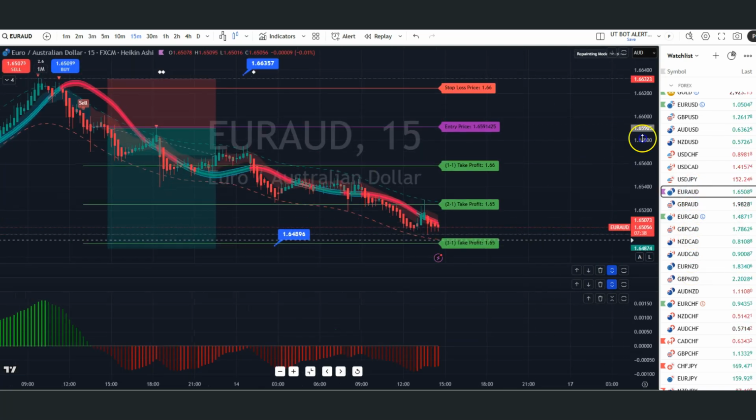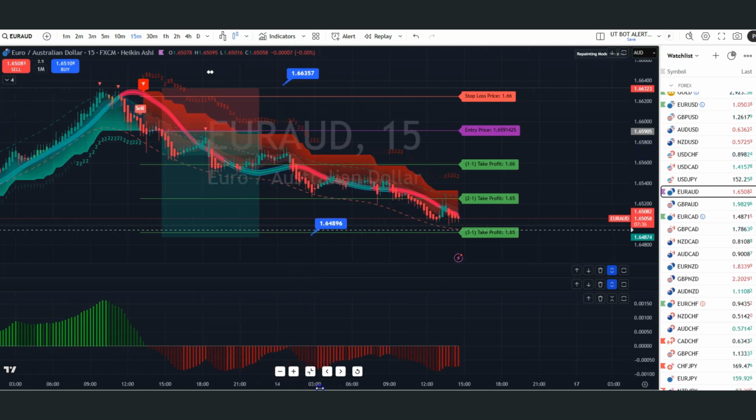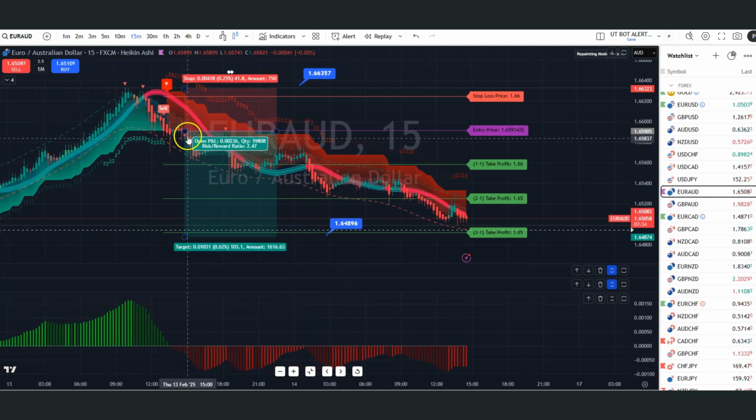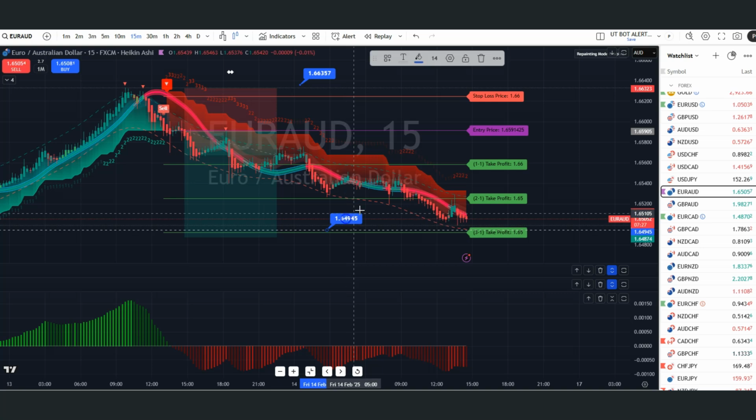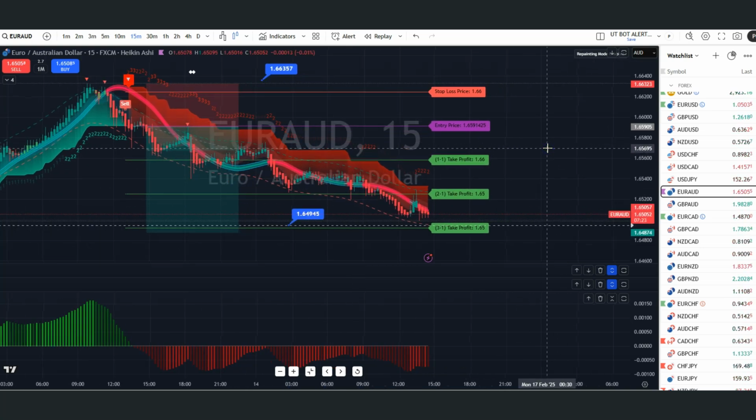Euro Aussie, I mentioned this the other day and hopefully you got in it. A nice entry here at 165.90 and now just about hit target of 164.90. So congratulations if you got that one as well.